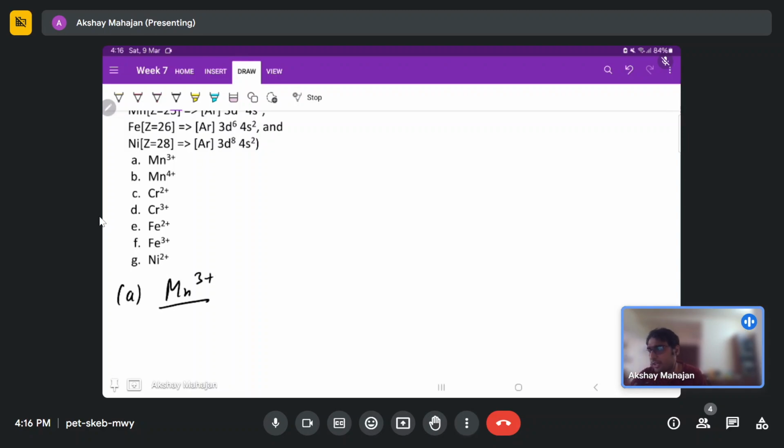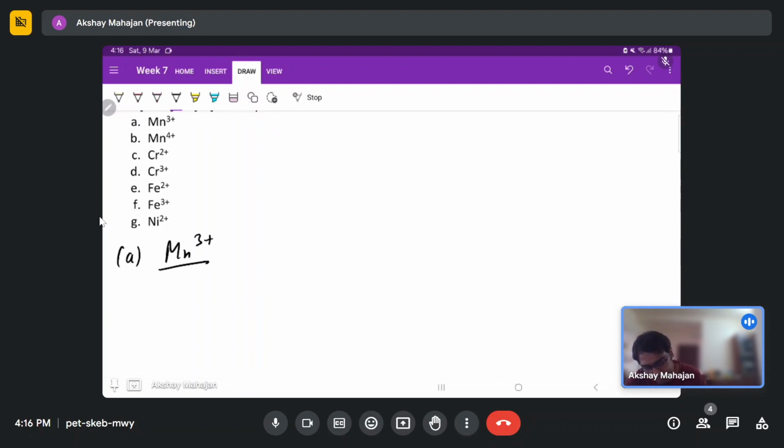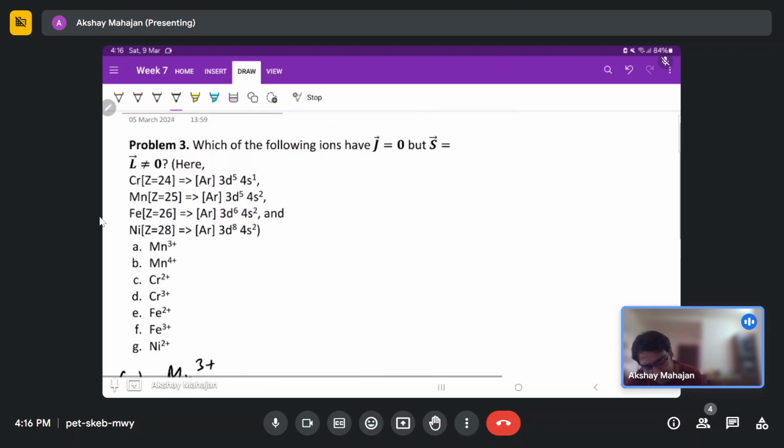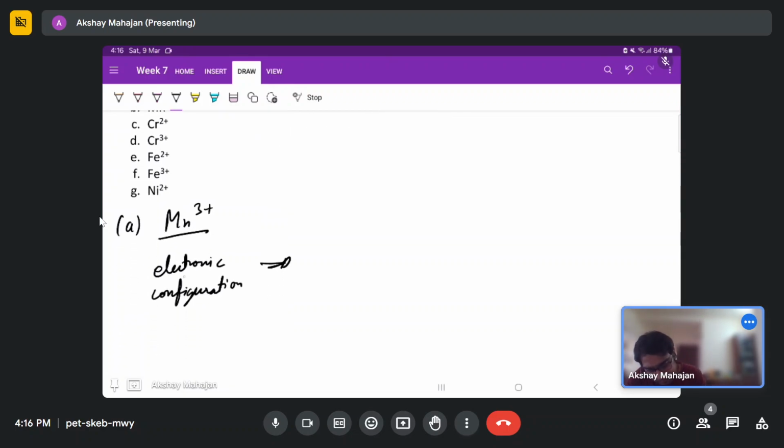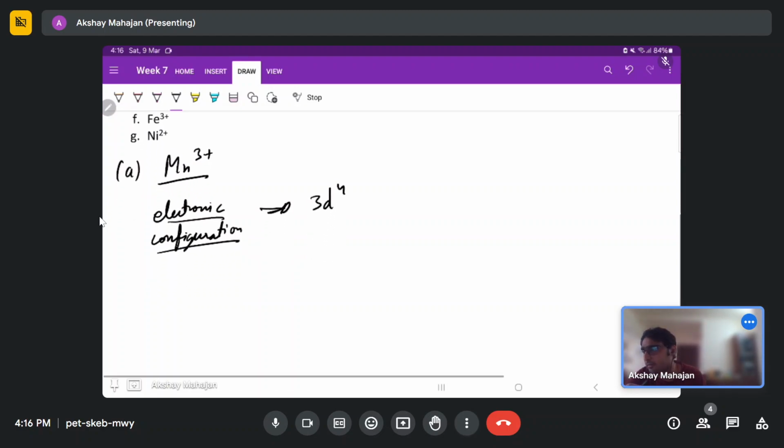First we will start with Mn3+. The electronic configuration for manganese is 3d5 4s2. For transition metals, when we make the ions, the electrons are removed from the 4s shell instead of the 3d ones. So first we remove the two 4s electrons and then one 3d electron, so the electron configuration will be 3d4.